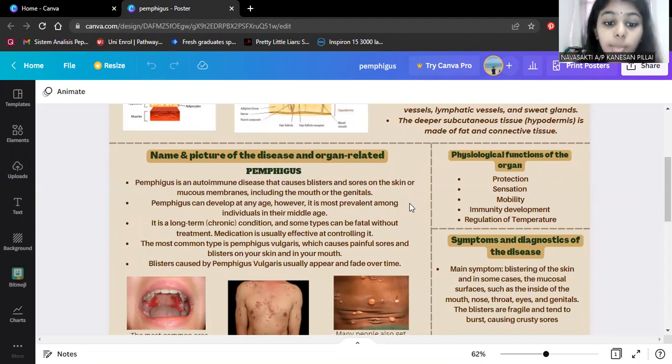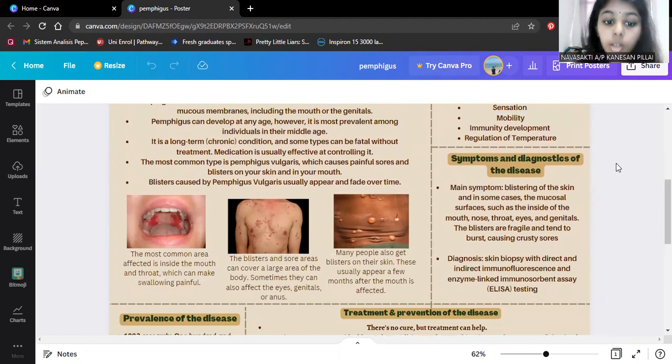The most common type of pemphigus is Pemphigus vulgaris, which causes painful sores and blisters on your skin and in your mouth. The main symptom of this disease is blistering on the skin, but in some cases, the mucosal surfaces, such as inside of the mouth, nose, throat, eyes, and genitals blister too. The blisters are fragile and tend to burst, causing crusty sores.